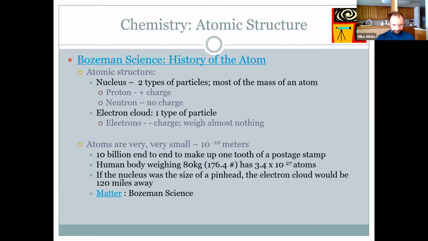And so the basic atomic structure, and actually, hold on a second, I'm going to share something different, and then I'll come back. Give me just one second. I'm going to share. Okay, so hopefully everyone can see this.